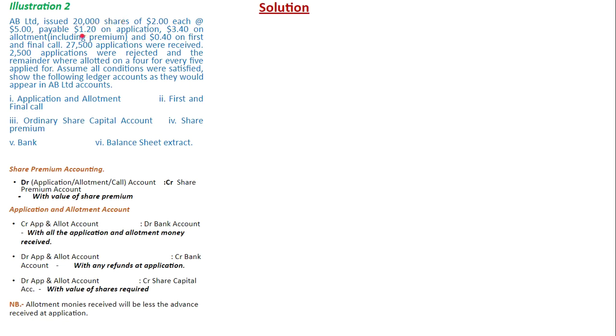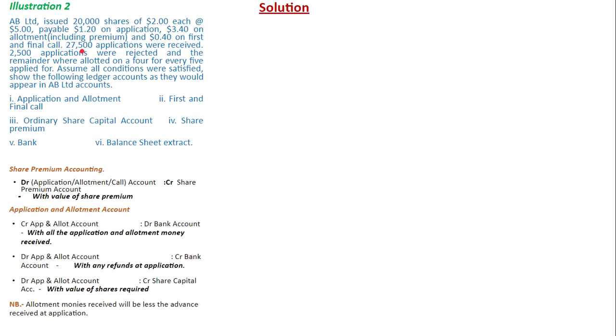The shares were payable $1.20 on application, $3.40 on allotment, including the premium. We already know the premium is $3, therefore 40 cents represents the value of ordinary shares required at allotment. The other part, which is 40 cents, was received on first and final call.